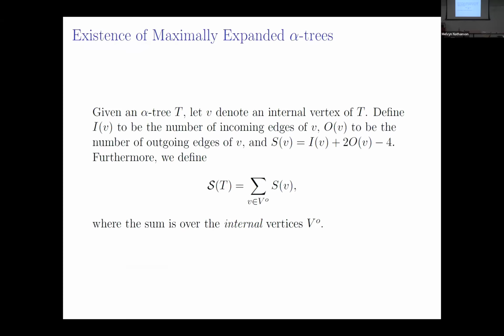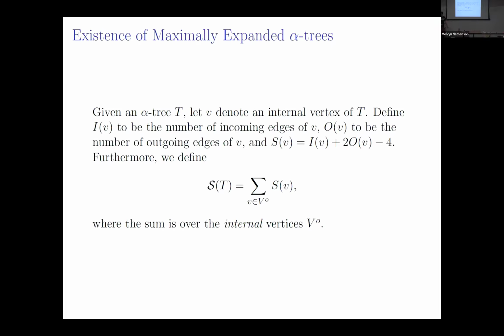If I give you an alpha tree and you take an internal vertex of the tree, we can define the count of the number of incoming edges to that vertex, I of v, the count of the number of outgoing edges, O of v, and then this statistic, S of v, is the number of incoming plus 2 times the number of outgoing minus 4. So this is a statistic that we associate with every internal vertex of an alpha tree. And then if we simply sum that statistic over all internal vertices, we say that's S of t, the statistic for the tree.